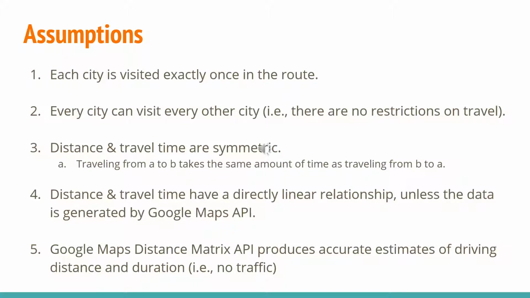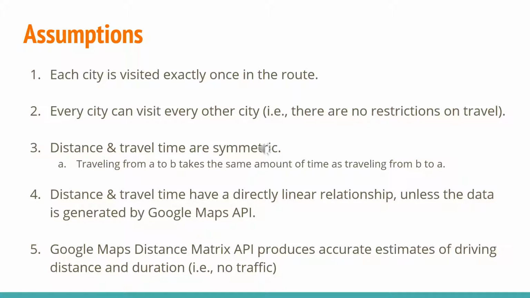Before we discuss the specifics of our analysis, we would first like to lay out the core assumptions that were necessary for the analysis. They are: first, each city is visited exactly once in the route, except for the starting city, Washington, D.C. Second, the map is well connected, that is, every city can visit every other city with no restrictions. Third, distance and travel time are symmetric, so that traveling from A to B takes the same amount of time as traveling from B to A.